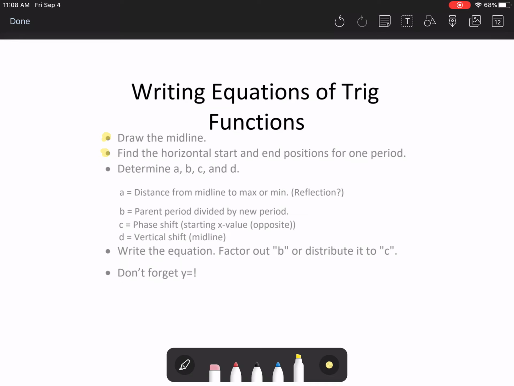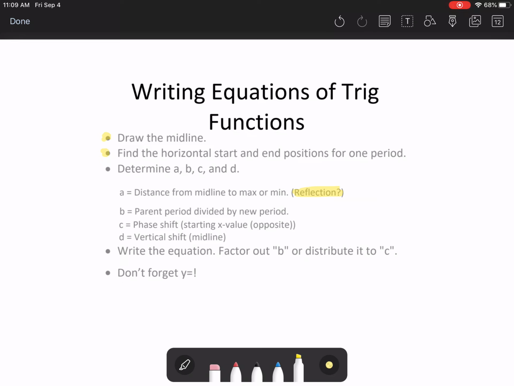Okay, so A, we should know, right? Amplitude, the distance from the midline to the max or min. And you also want to think about, okay, where I said my graph starts, is this a reflection? If so, I'll have to plug in a negative as well. Then we're going to find B, which is our parent period divided by our new period. Then we're going to do phase shift and our vertical shift, which just come from looking at our graph and what we have drawn on there.